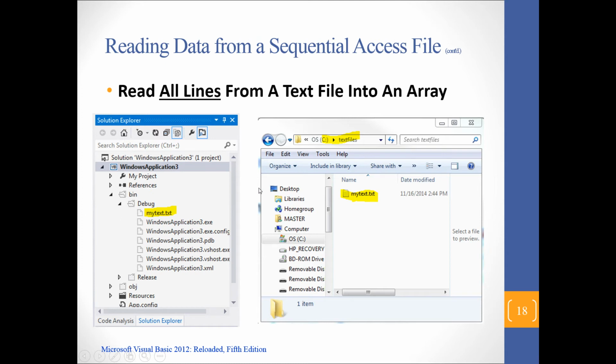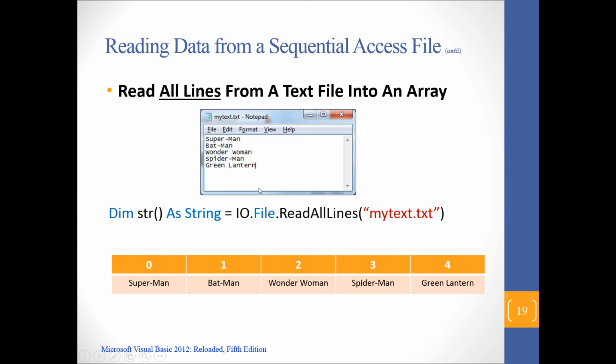Okay, so 2 options. And then when you read all lines, for example, this file has about 5 records. We call them records because each line is a record. Once you do that, and you read this way, you'll see that subscript 0 of the string array will store each line of text. So it will look like that inside your array.